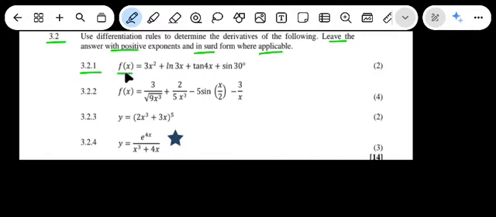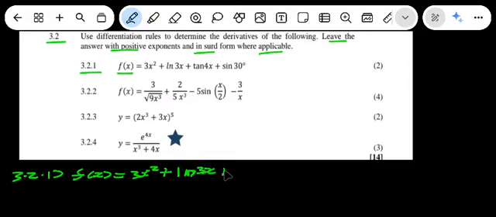3.2.1 says the f of x is equal to 3x squared plus ln 3x plus tan 4x plus sine 30 degrees. Alright, we have here 2 marks.